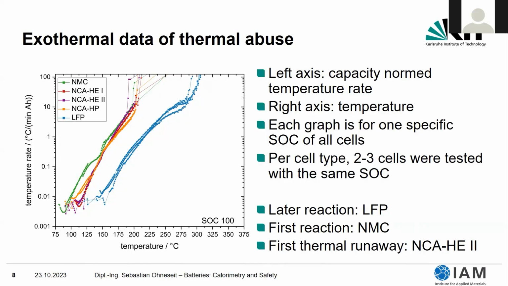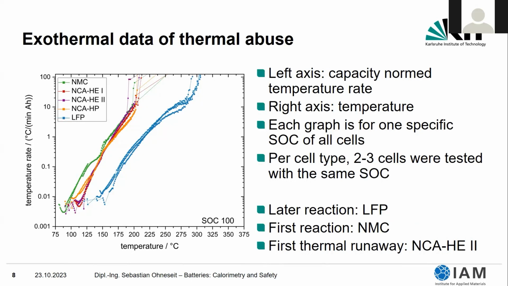Maybe the first thing, the blue reaction is significantly shifted to the right. Those are the LFP cells. So that means that the LFP cells react later at a higher temperature. And you can also see from the slope of the reaction that they have a slower reaction speed, especially in higher temperature rate zone.